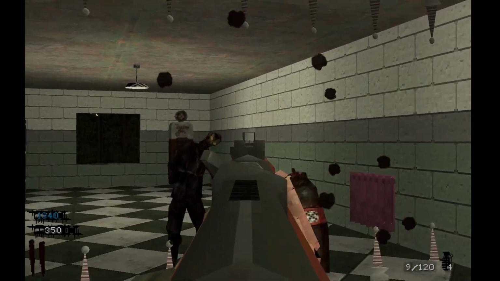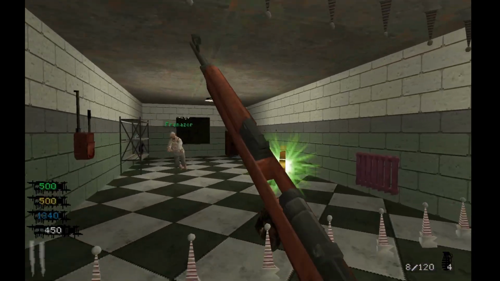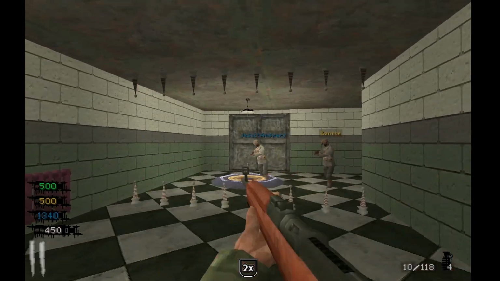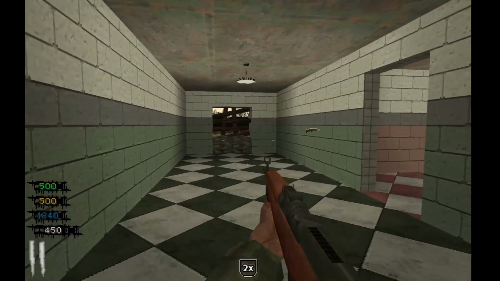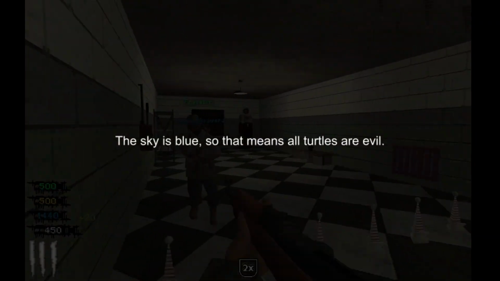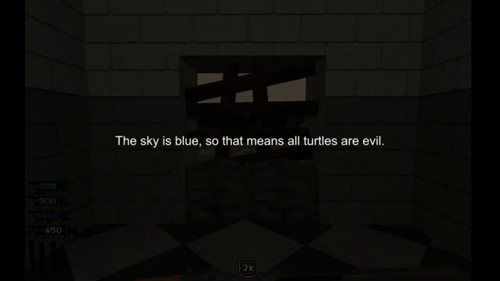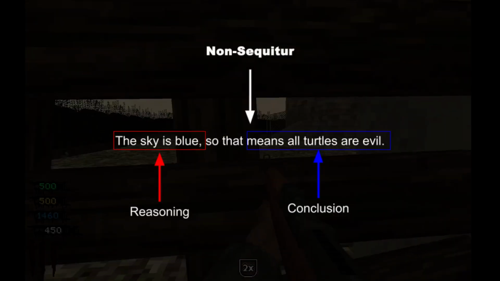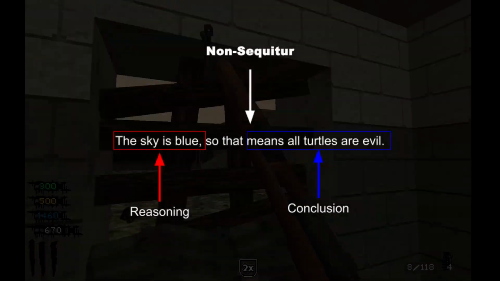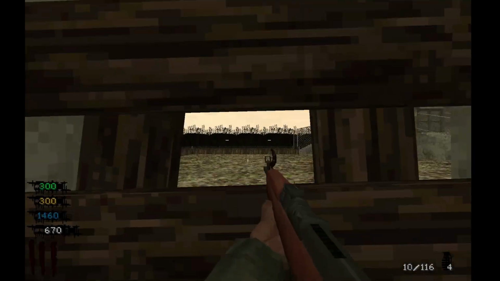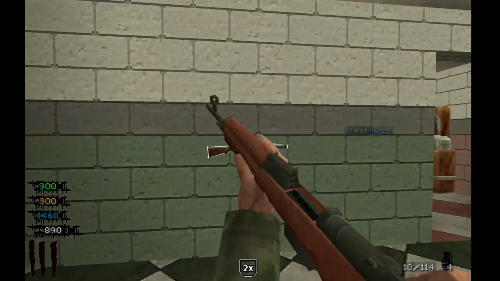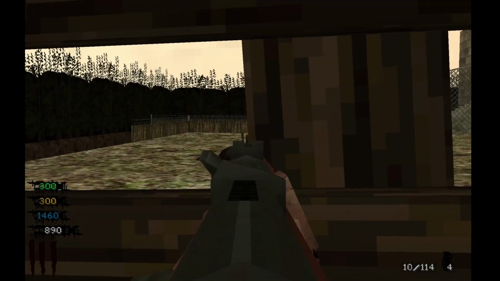So let's start with introducing arguments. In logic, what we deal with is specifically arguments. Now, not all arguments are equal. So let's take a look at this argument. The sky is blue, so that means all turtles are evil. Clearly, this argument fails. The reason it fails is that the conclusion doesn't actually follow from the reasoning. In this case, the sky is blue is the reason, or premise, whereas the conclusion is that all turtles are evil. So the conclusion does not follow from the premise, and therefore the argument is a failure.